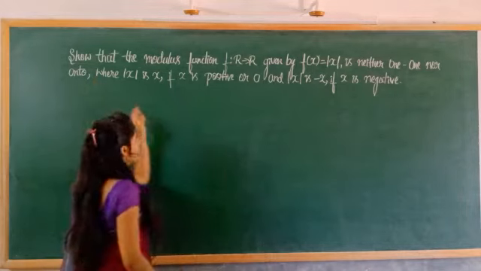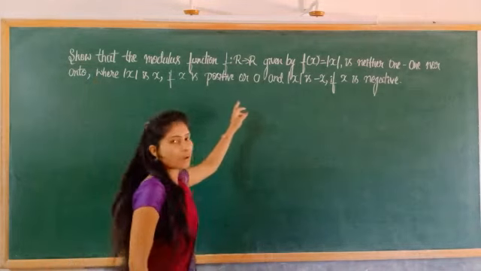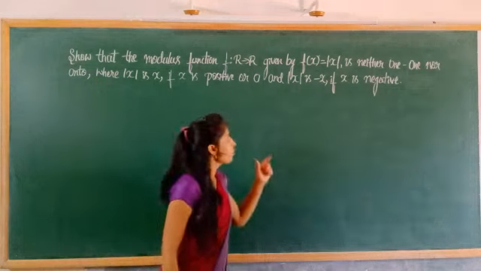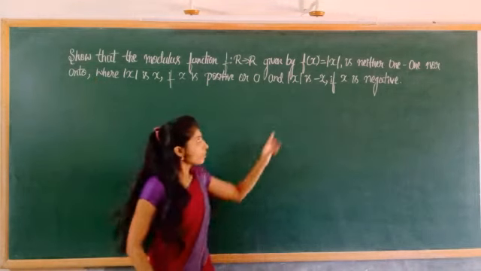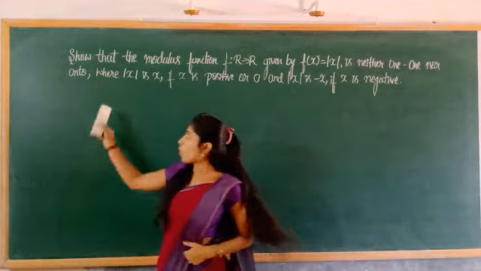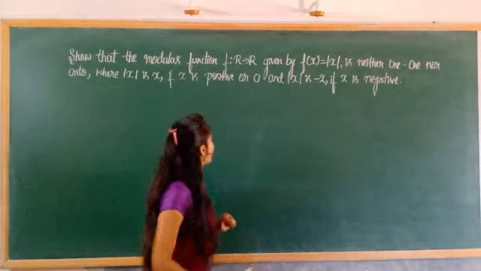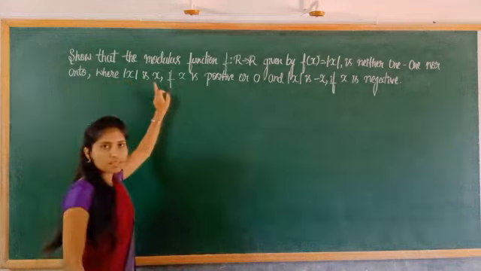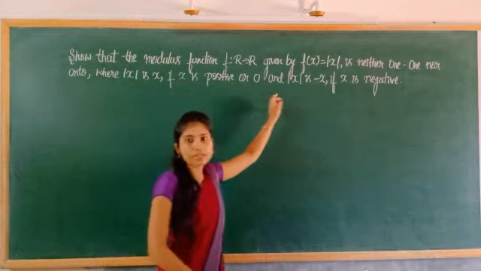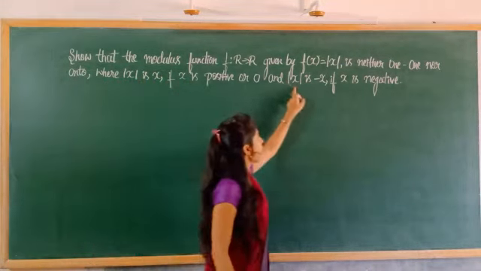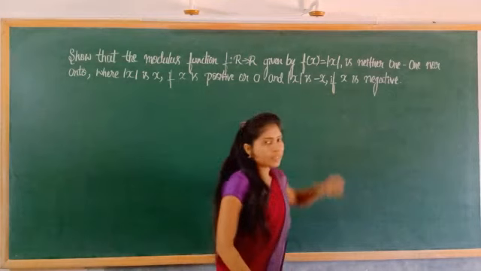Show that the modulus function f from R to R given by f of x is equal to mod x is neither one-one nor onto. We have to show that the given function is neither one-one nor onto, with mod x is x if x is positive or 0, and mod x is minus x if x is negative.